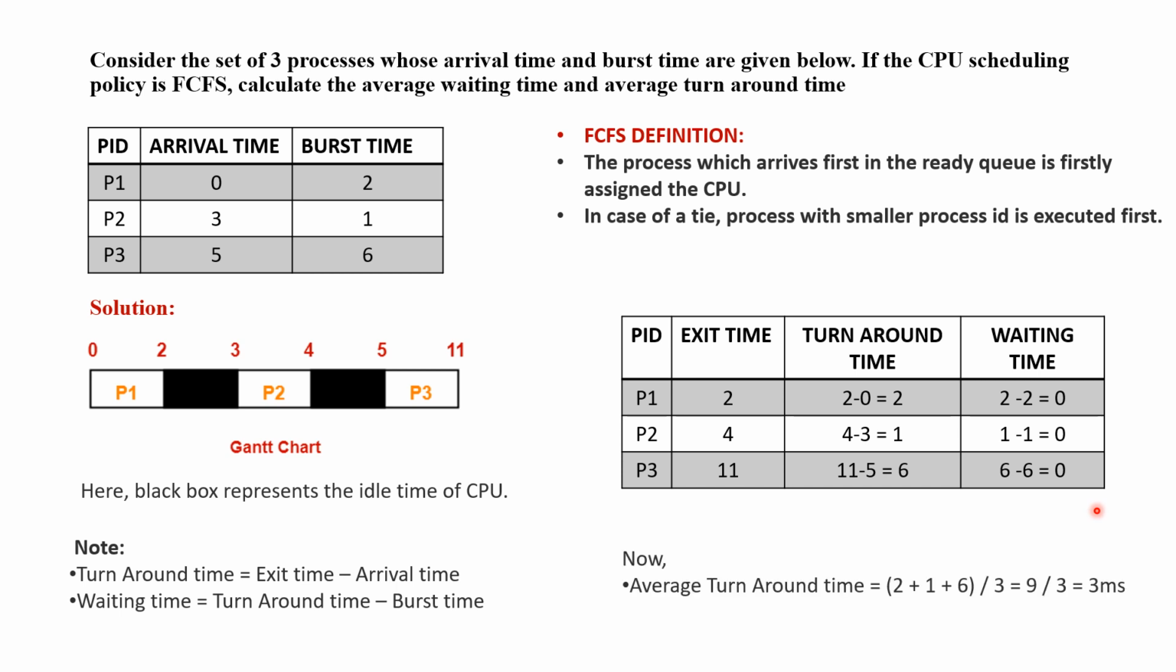Now we will find the average turnaround time. You have to add the turnaround times which we found and divide by 3, the number of processes. So 2 plus 1 plus 6 divided by 3, which is 9 by 3, is equal to 3 milliseconds. Finally, the average waiting time: for all processes we have only 0, so 0 divided by 3 is nothing but 0 milliseconds. Thus we have found the average waiting time and average turnaround time using first come first serve scheduling.